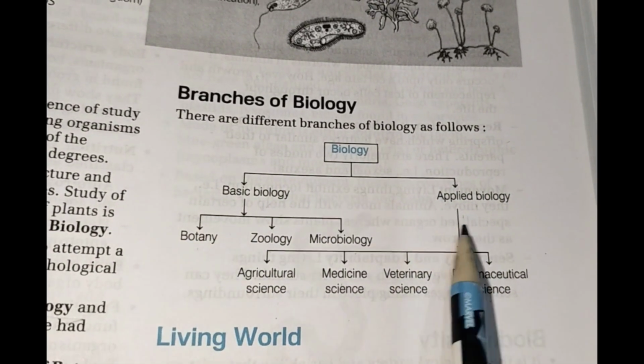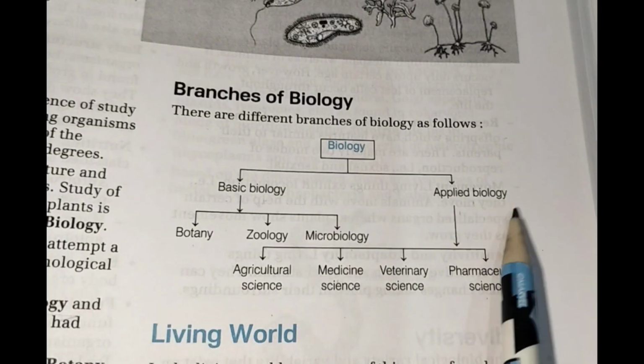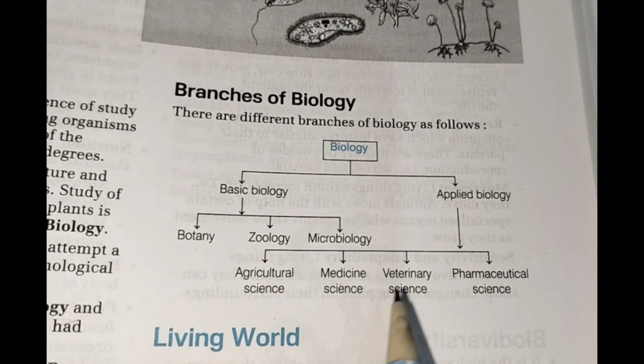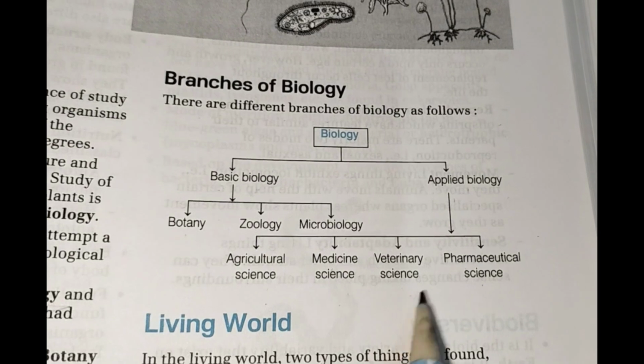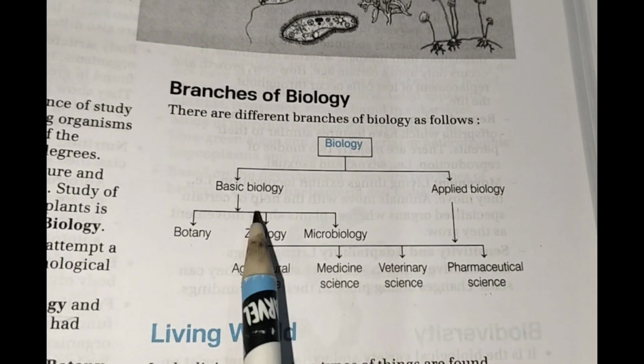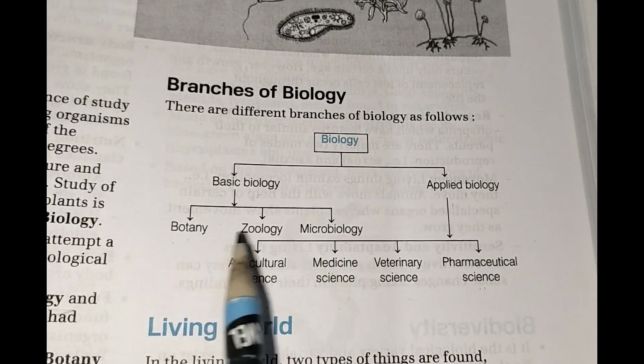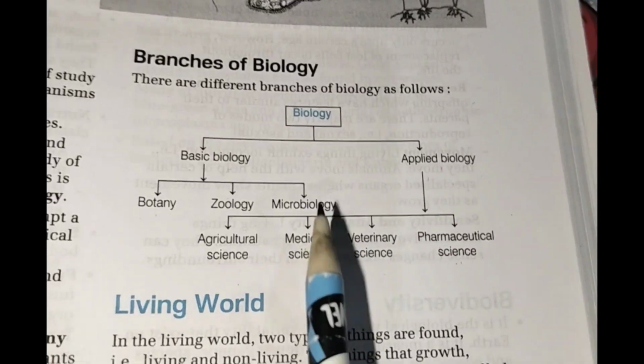Biology is divided into two parts, basic biology and applied biology. Applied biology is divided into agricultural science, medicine science, veterinary science, and paramedical sciences. And basic biology is divided into botany, zoology, and microbiology, right?